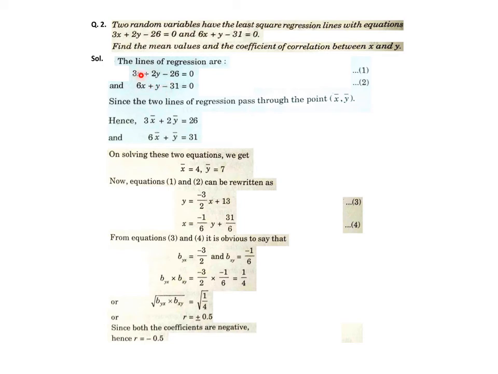And before that, if you wish, you can assume x as x bar and y as y bar also, like here. And then by solving these two equations, values of x bar and y bar, that is, the first part is solved. Mean values: x bar is 4 and y bar is 7. Now, it's important to understand the second part, coefficient of correlation.